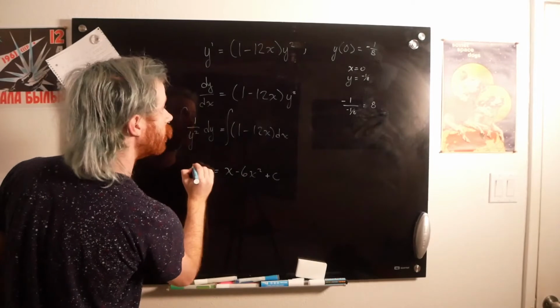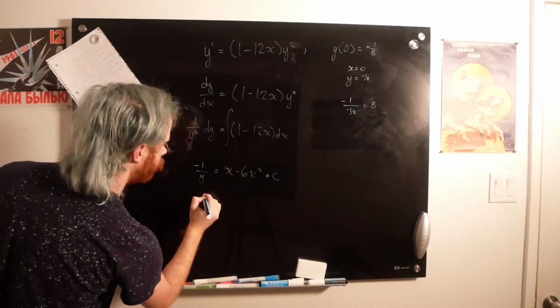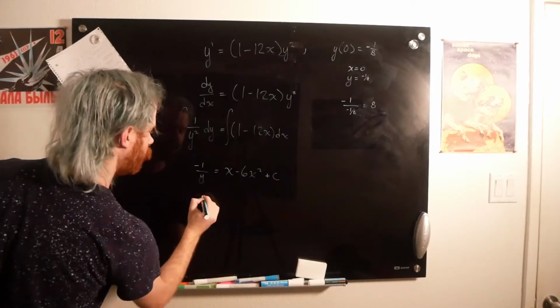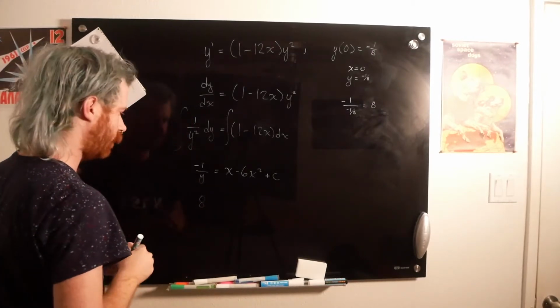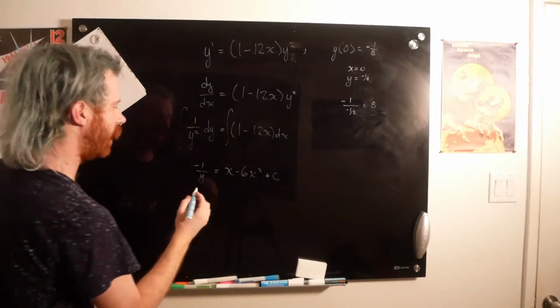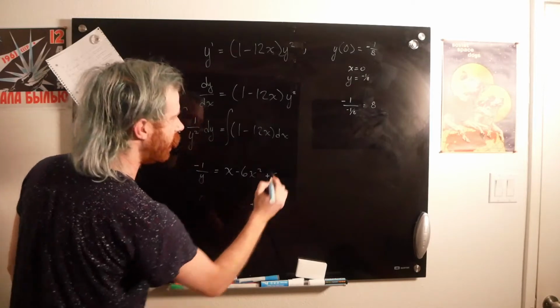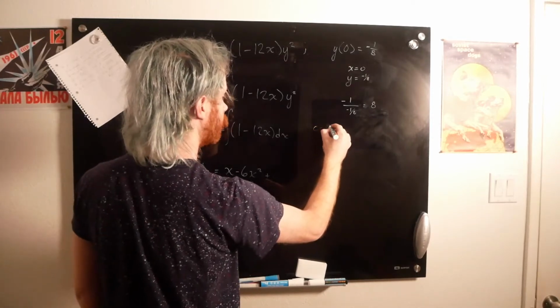Actually, let's go ahead and just go down a step. 8. So 8, and then we're going to plug in 0 for x, right? So we're going to have 0 minus 0 plus c. So we know that c equals 8.